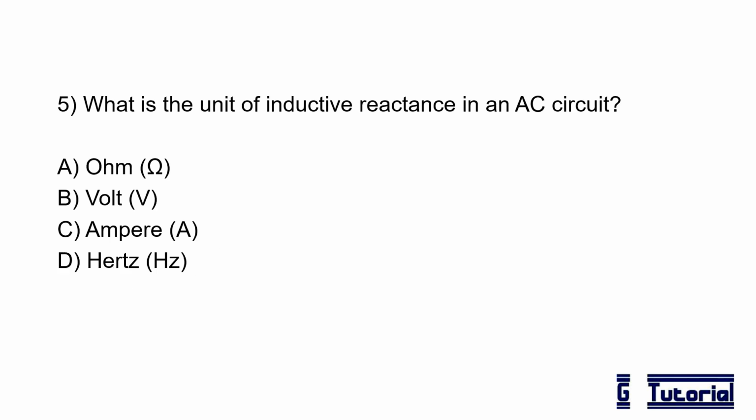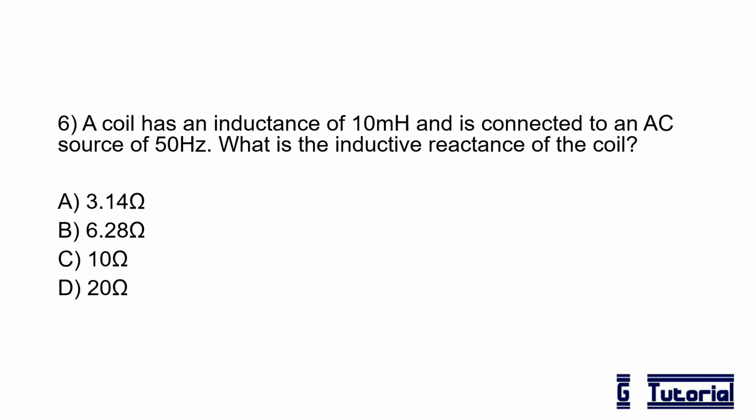What is the unit of inductive reactance in an AC circuit? Reactance means resistance itself. For capacitors and inductors, we express the resistance as reactance. So its unit is also ohm. A coil has an inductance of 10 millihenry and it is connected to an AC circuit of 50 hertz. What is the inductive reactance of the coil? Here the frequency is given and the inductance is given. The unit of inductance is henry or millihenry.